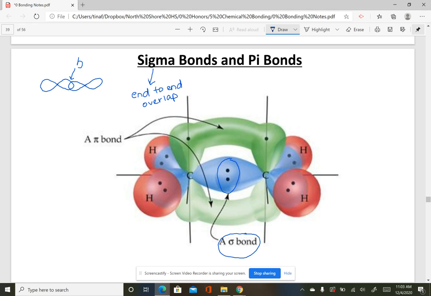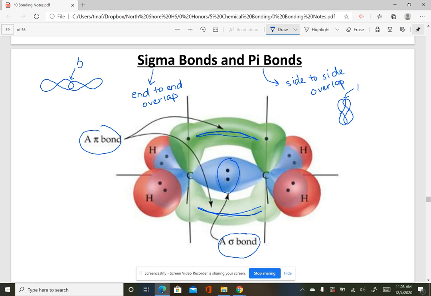A pi bond is a side-to-side overlap. So again, my p orbital is like my dumbbell shape, and it's going to overlap next to that p orbital. Okay, so that here is your pi bonds. We have these two orbitals overlapping with each other, and these two orbitals overlapping with each other. So that would be right here. And the symbol for pi is this pi sign.